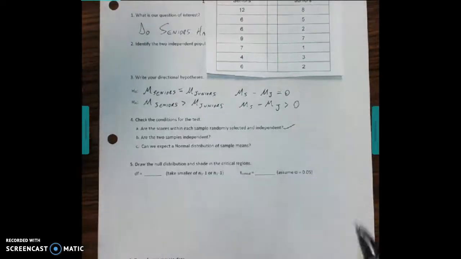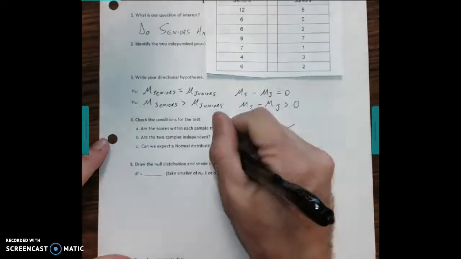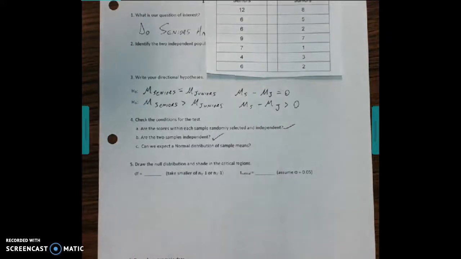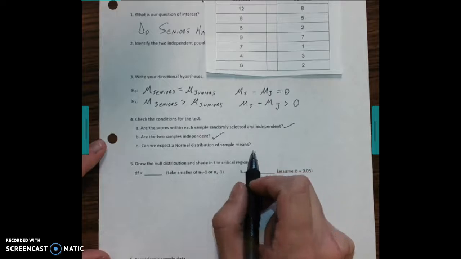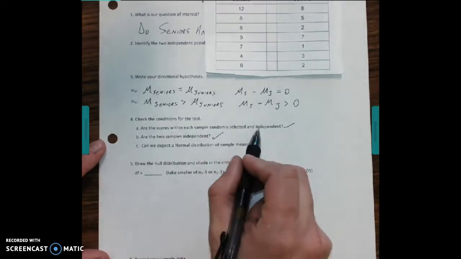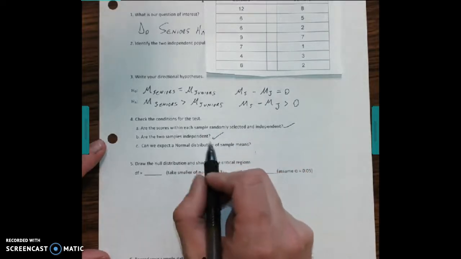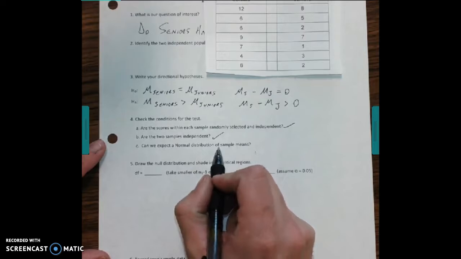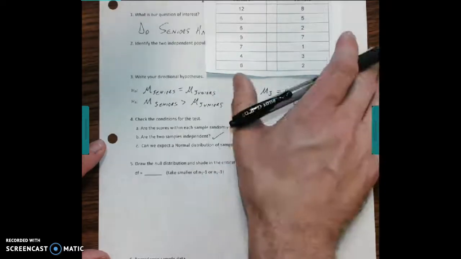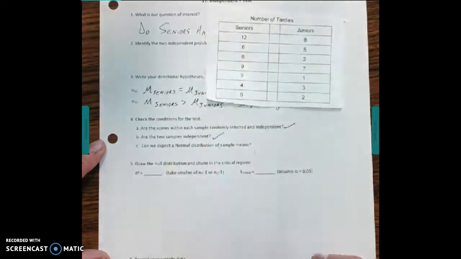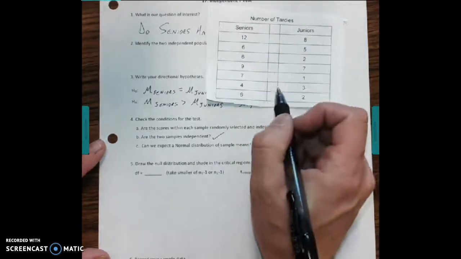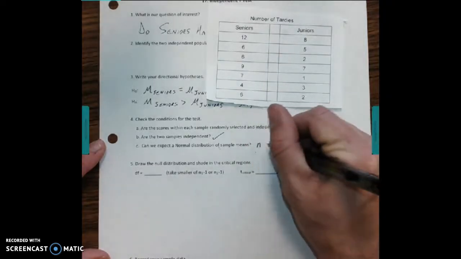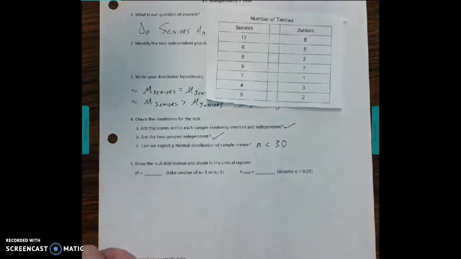I can go ahead and tell you that I selected these randomly and independently. And they're definitely independent because, like I said earlier, there's no one who's a senior and a junior. Now, something we have to be aware of, the conditions of the test is randomly selected and independent, and the two samples are independent. But this one, the normal distribution, I can't actually assume that the distribution is normal. Why? Because I don't have a sample size of 30 or greater. Since n is less than 30, then I can't assume normality. So when I'm writing a conclusion, that might be something to be aware of.